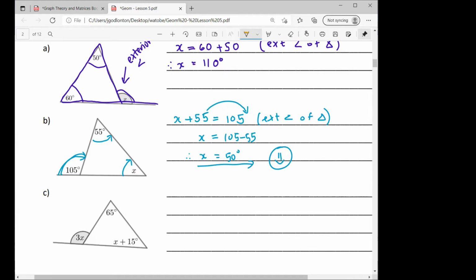Okay, so be careful with this one. Make sure you write out your full equation. Move things where you need to move them. Do a little helping hand here for you.